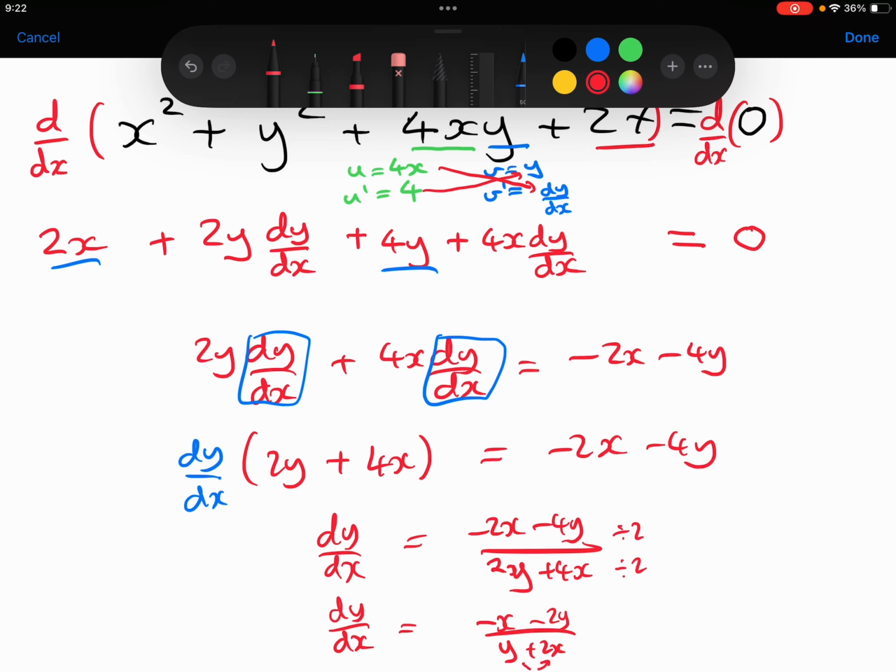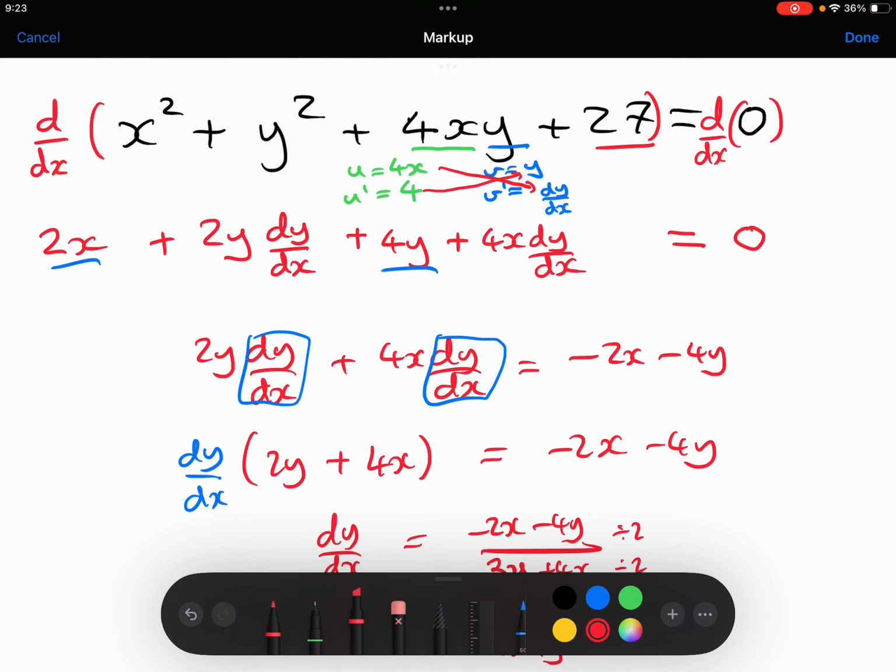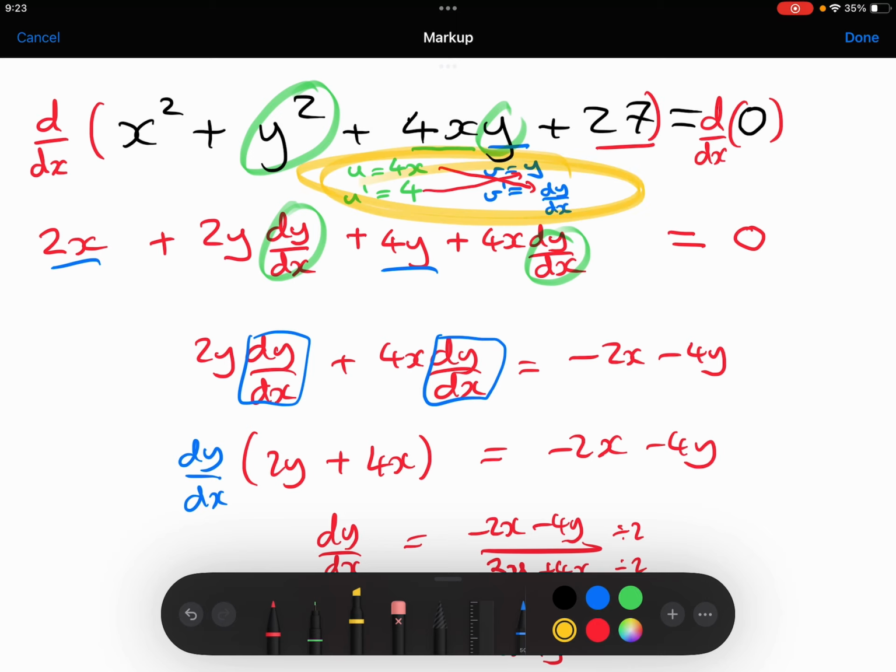Or I could just swap those terms around on the bottom. I could say 2x plus y, just so it's in alphabetical order. You don't have to, you could leave it like that. It's entirely up to you. And there we go, we've got the gradient function. So just to recap. Differentiating y terms, make sure you multiply by the dy by dx, and do be super careful with products.